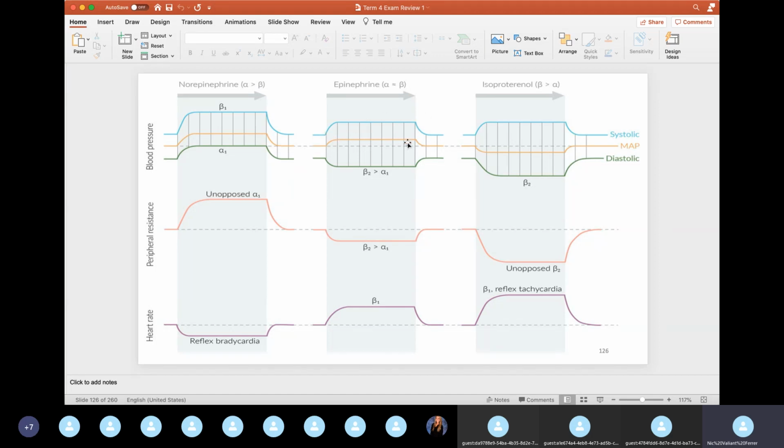You are increasing the mean arterial pressure. However, look at DBP. It is decreased, right? So the peripheral resistance is decreased. Therefore, you can have increase in heart rate.